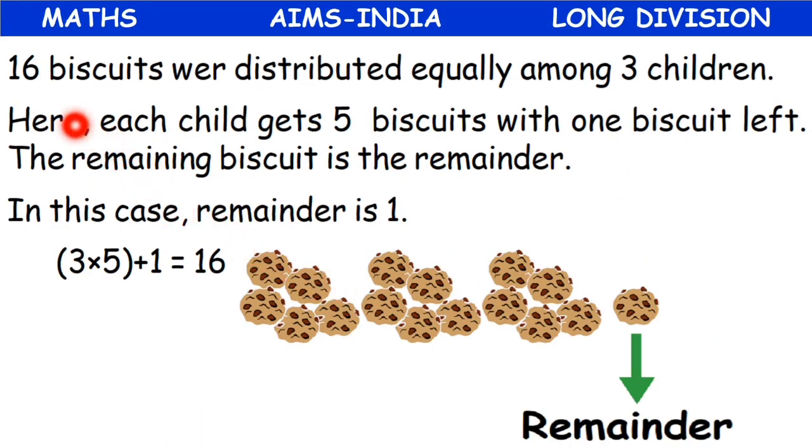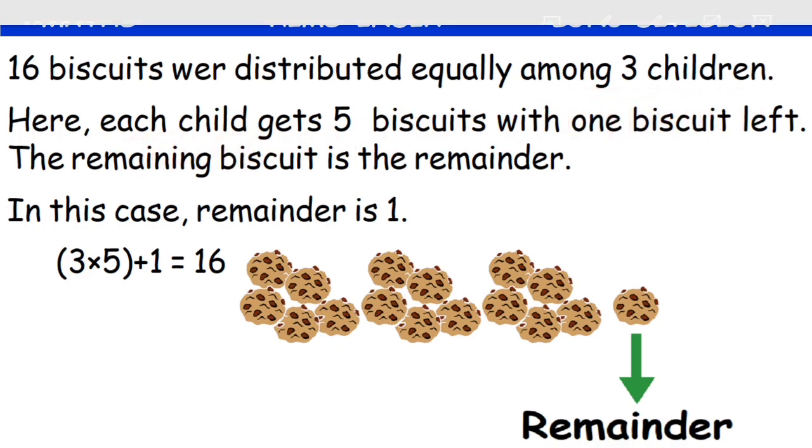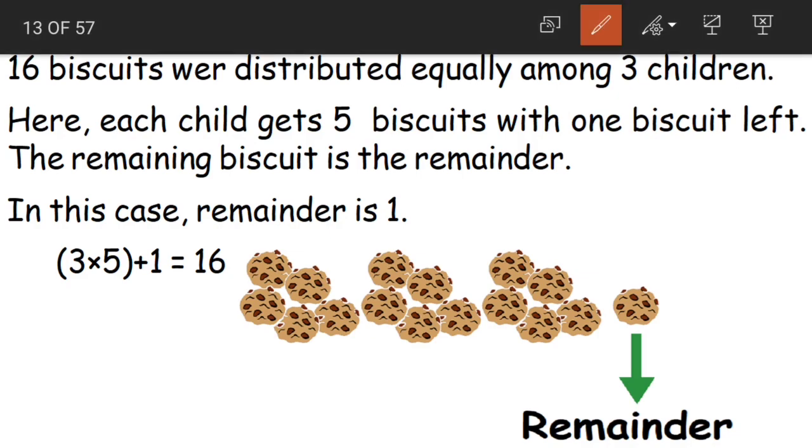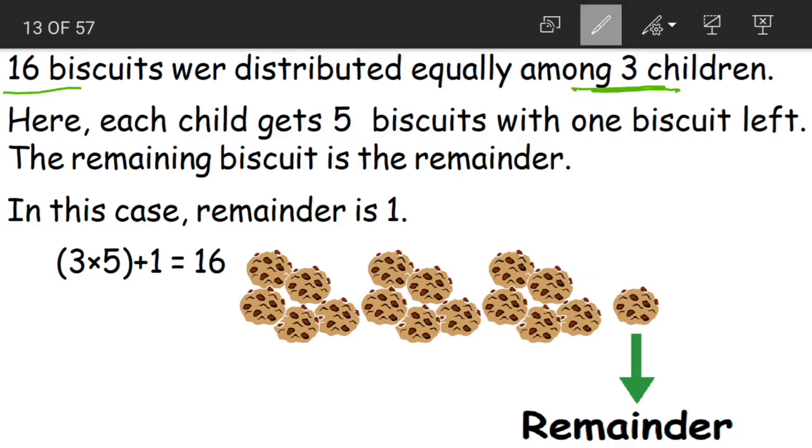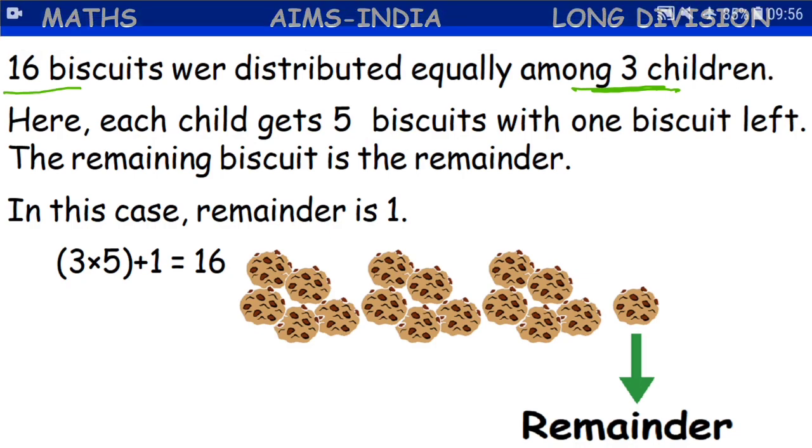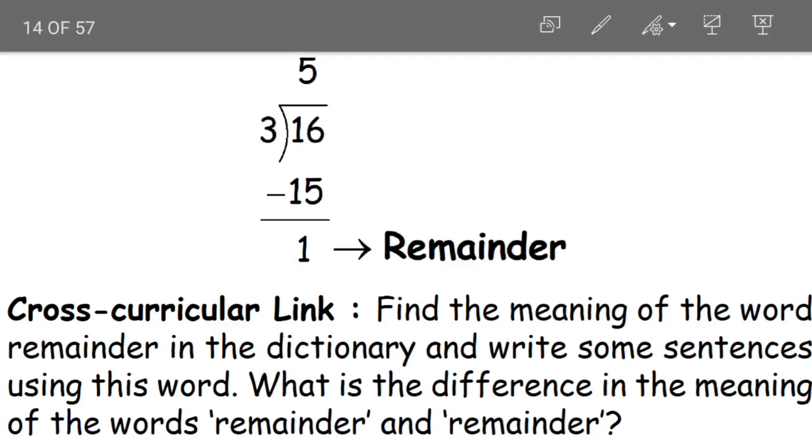Now coming to the next case where 16 biscuits were distributed equally among 3 children. Here each child gets 5 biscuits with 1 biscuit left. The remaining biscuit is the remainder. The same 3 children we are having, and now what do we have? We have 16 biscuits. So these 16 biscuits are to be distributed equally among 3 children. Now how to divide?